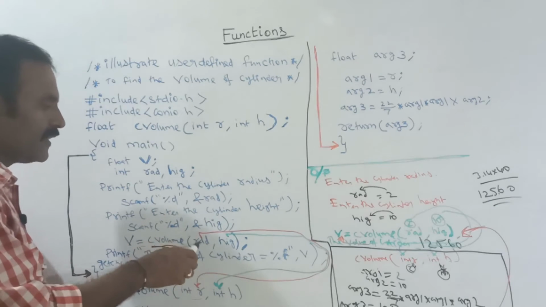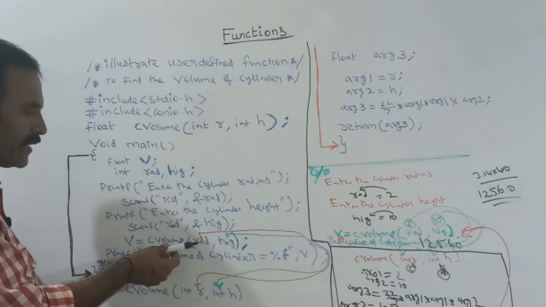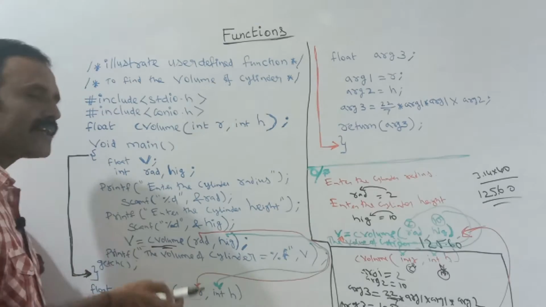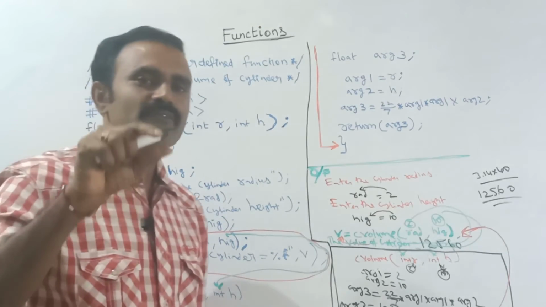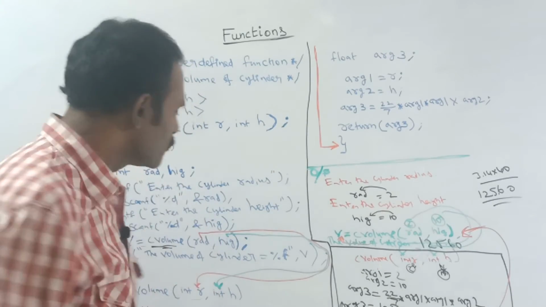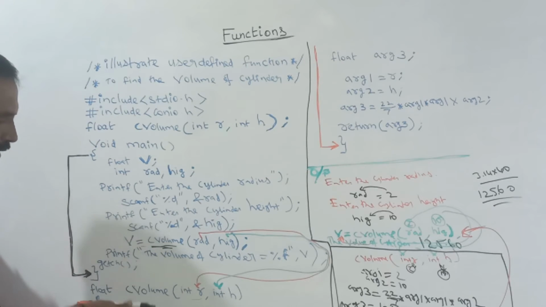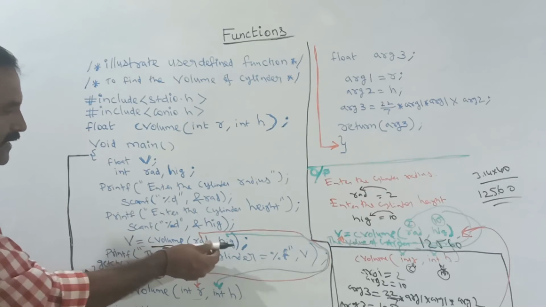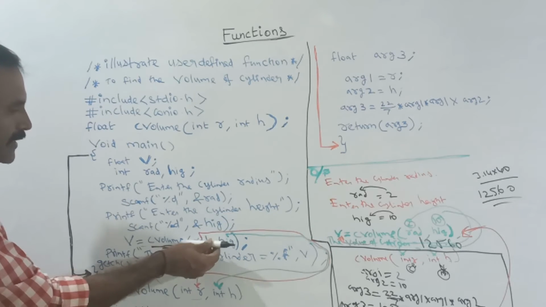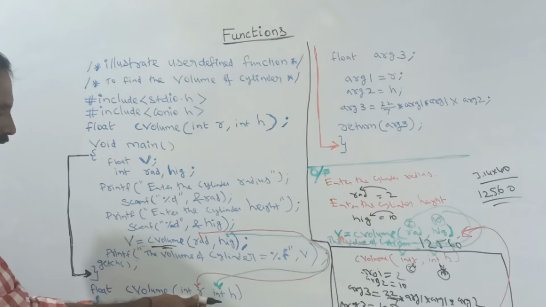In the function definition, this is the formal data type variable declaration only. Here we can give any name and pass it. The important thing is that the value will be passed to the definition part. While jumping to the definition part, there were two arguments, RAD and HIG. These two arguments were passed to the definition part.